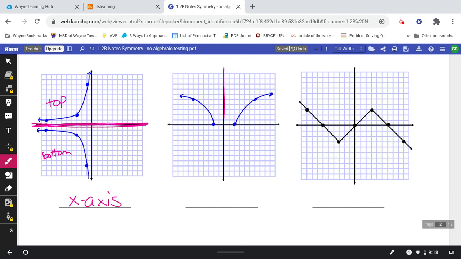The second one is y-axis symmetry. You have the same thing on the right as you do on the left.